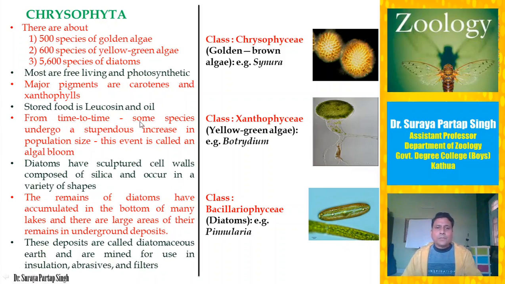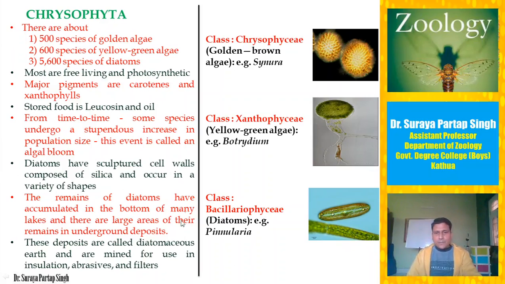From time to time, some species undergo a stupendous increase in the population size. This event is called the algal bloom. You must have read about algal blooms earlier also. Some of these members, whenever the conditions are very conducive, reproduce very fast. As such, the whole of the water surface is covered with these algae. The water appears green, and this condition is called the algal bloom.